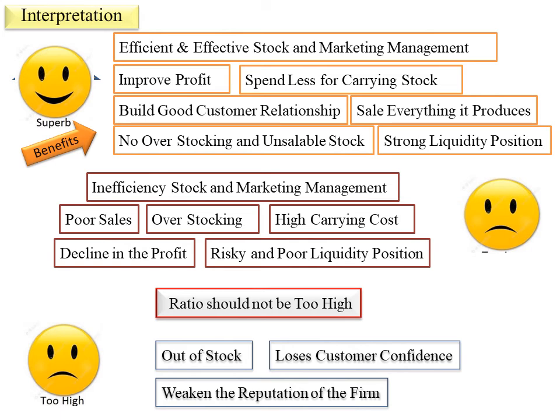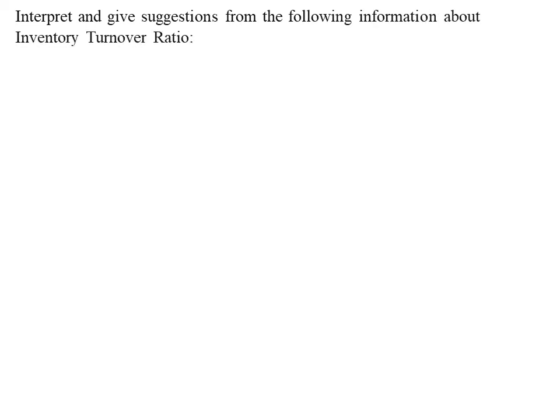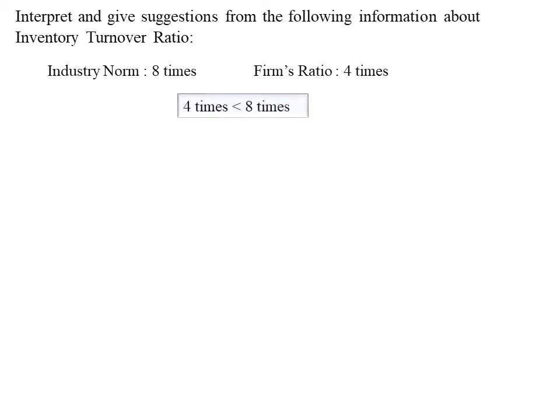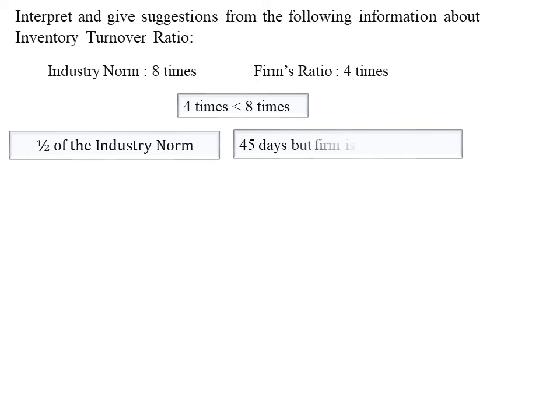Let us now interpret the ratio with one question. The question is: interpret and give suggestions from the following information about inventory turnover ratio. Industry norm is 8 times, firm's ratio is 4 times. Now we can see that the firm's ratio of 4 times is less than the industry norm of 8 times. It is exactly half of the required ratio. This means as per industry norms, stock should get converted into sales in 45 days, but the firm is taking 90 days for this conversion. This indicates the firm's ratio is very low.